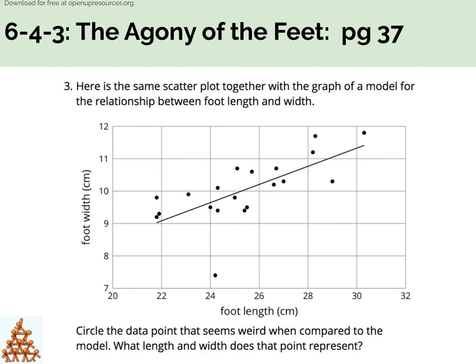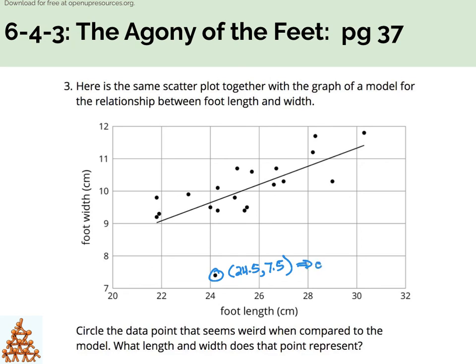The one that seems the weirdest, as far as the information itself, is probably this one down here, right? If we wanted to give it a point, it's probably going to be about 24.5, comma, let's say about 7.5, okay? And why is this one weird? Well, it's off by itself. It's not with the same data. It's not around the line. It's not with other points. It's really just off in its own little area.